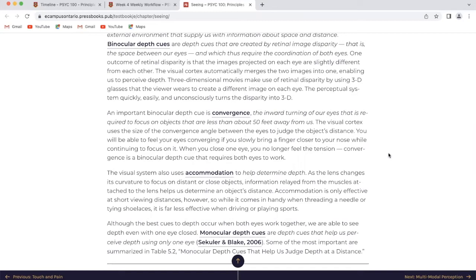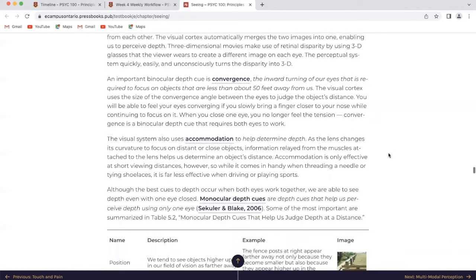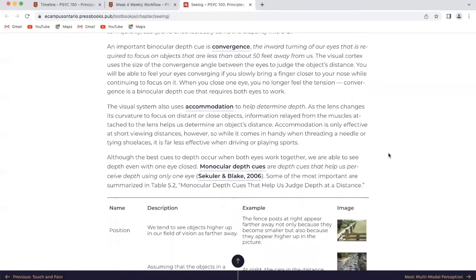The visual system also uses accommodation to help determine depth. As the lens changes its curvature to focus on distant or close objects, information relayed from the muscles attached to the lens helps us determine an object's distance. Accommodation is only effective at short viewing distances. So while it comes in handy when threading a needle or tying a shoelace, it is far less effective when driving or playing sports.